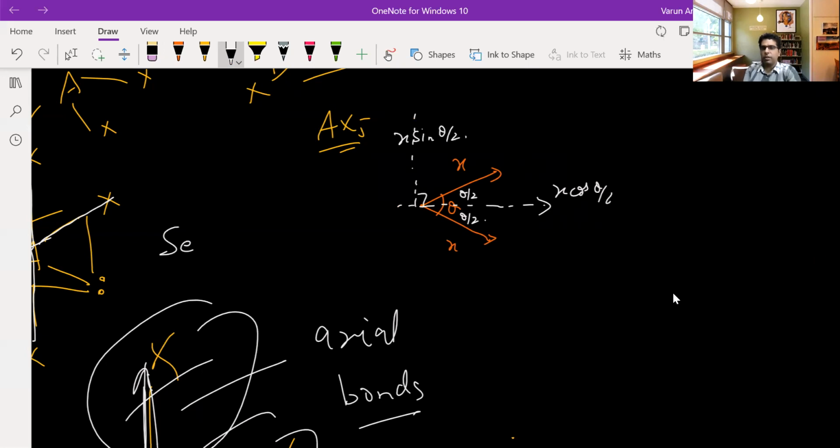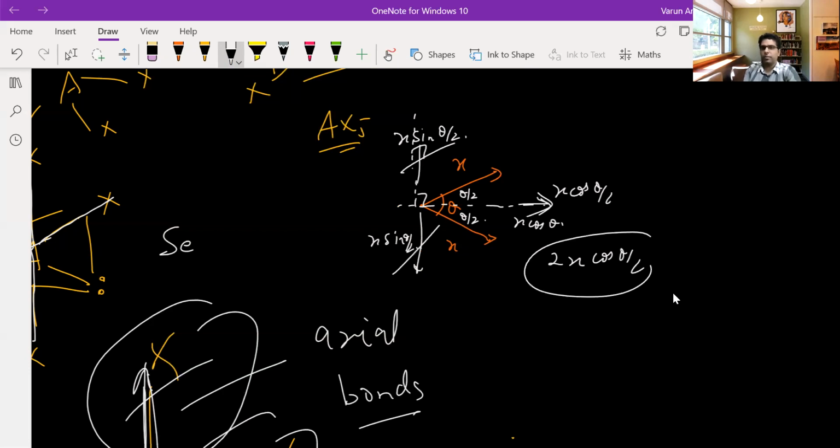Similarly, the component of this will be x cos theta by 2, and in this direction it will be x sin theta by 2. So these two are getting cancelled out and these two are adding up. So 2x cos theta by 2. This is the resultant direction of the two vectors. So I'm using this formula.